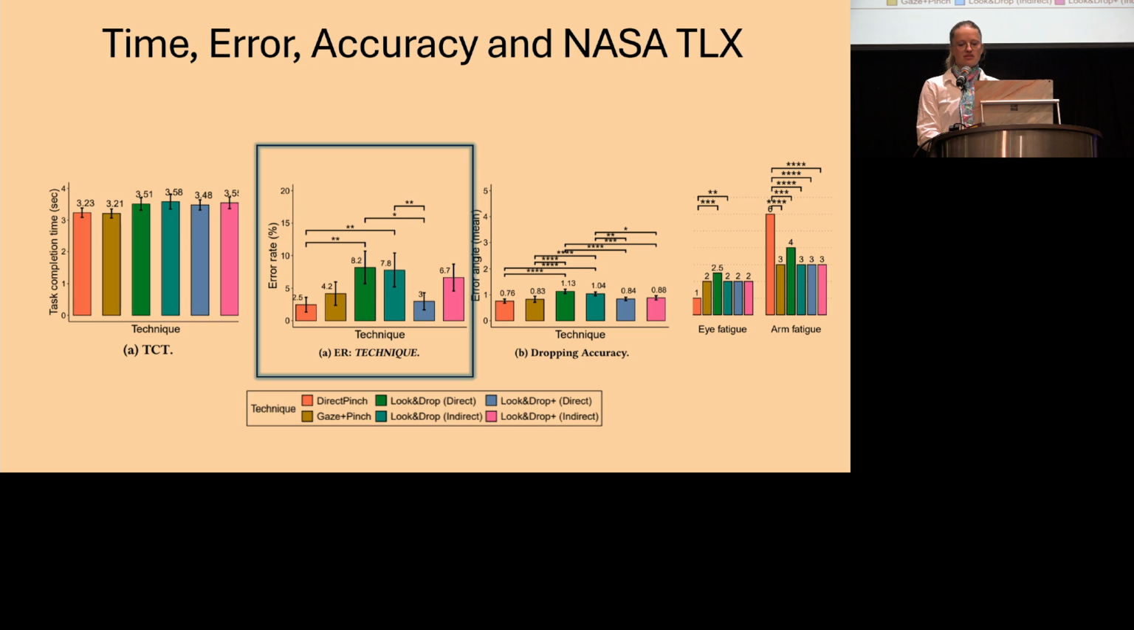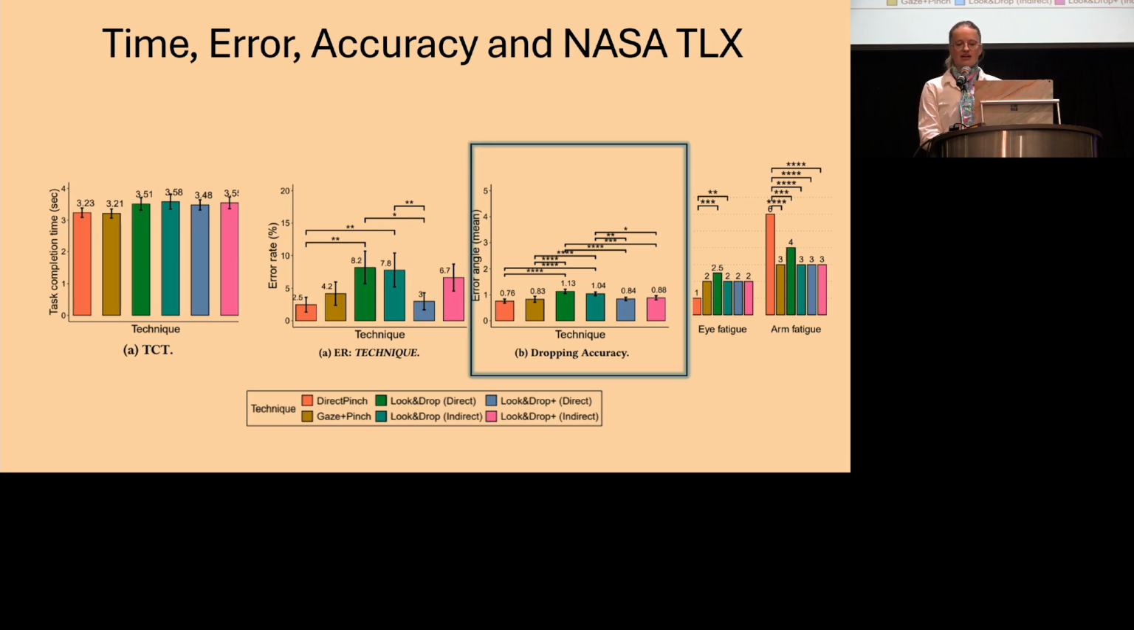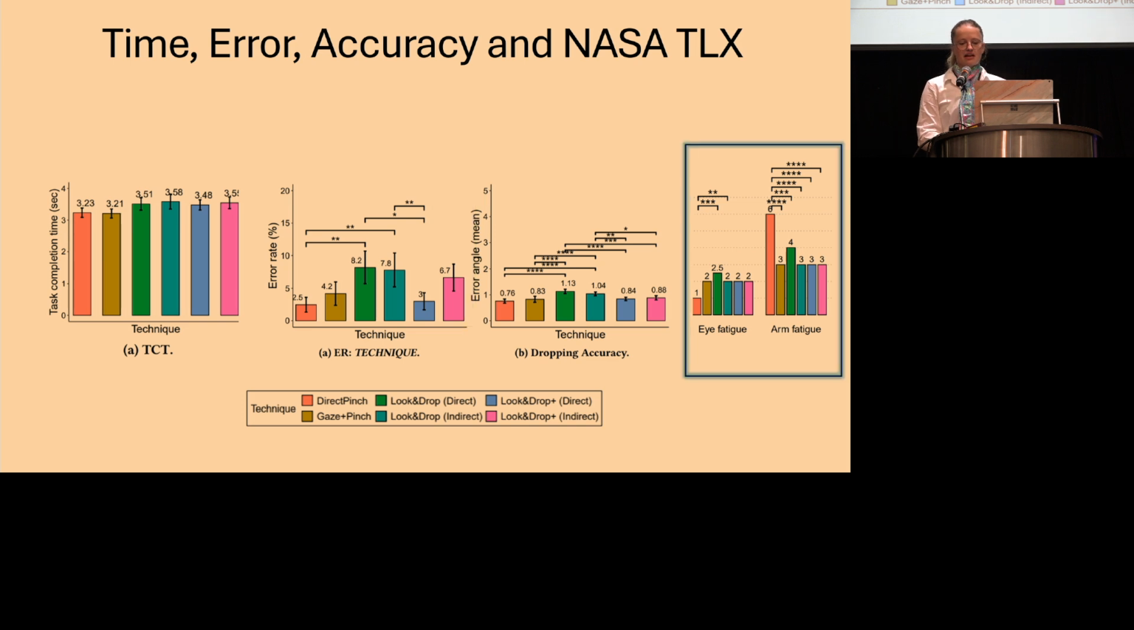We also looked into how accurate they were with the error angle in visual degrees. Here we can see that without the manual refinement, they couldn't be as accurate as with the manual refinement. And for the user feedback, there was also significantly less arm fatigue for the look and drop plus techniques.